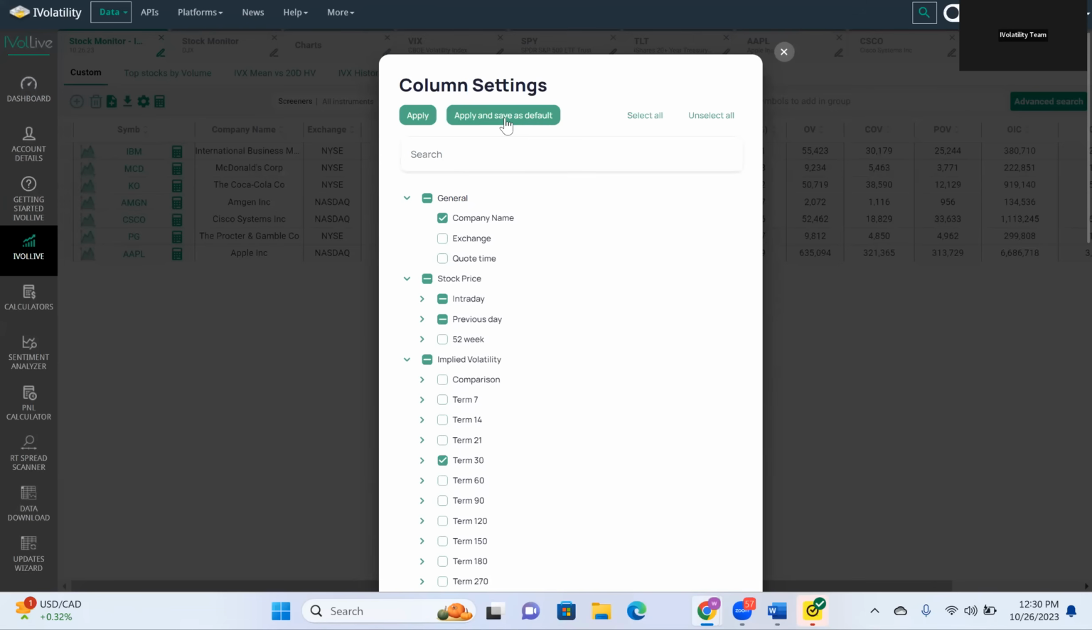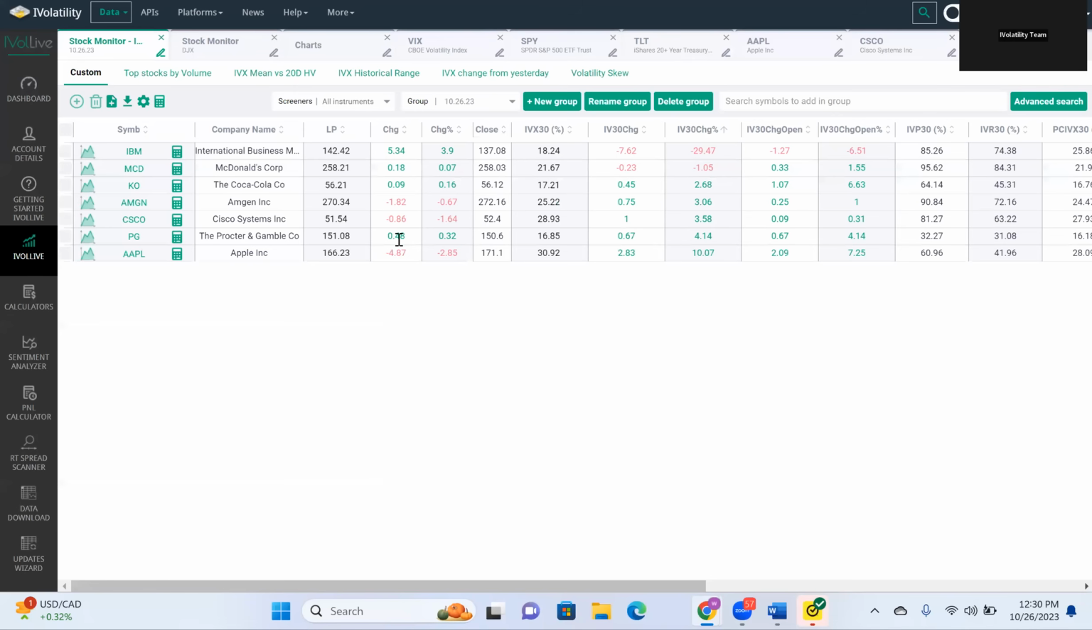Now I can hit apply and save as default, and that will make it my default for every tab that I pull up. Or I can just hit apply and it will apply for this one tab. So I hit apply. Here we go. You can see this has completely changed. We now just have the symbol, the name, the last price, the change day over day, change percentage, close price from the day prior. Here's our implied volatility.